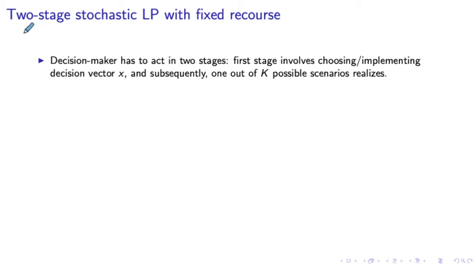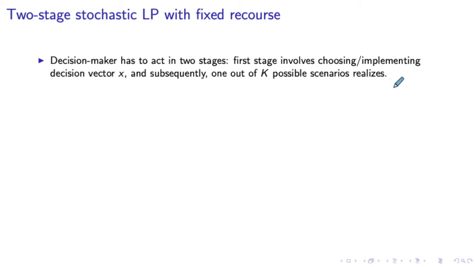Next, we'll discuss an application of the decomposition principle to solving two-stage stochastic linear programs with fixed recourse. So we consider a situation when the decision maker has to act in two stages. The first stage involves choosing or implementing decision vector x, and then one out of k possible scenarios realizes.